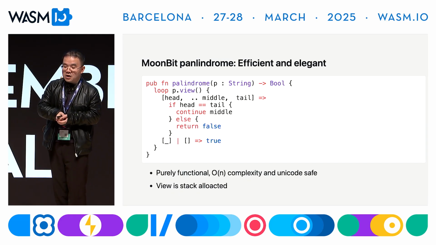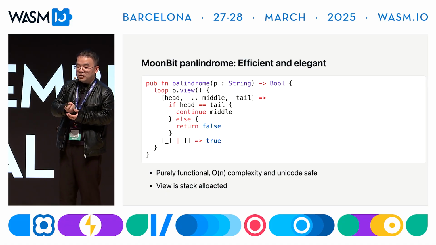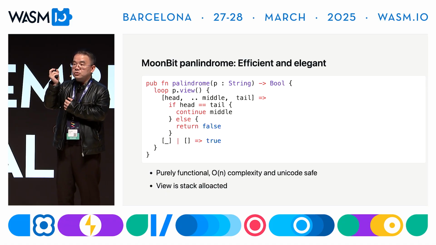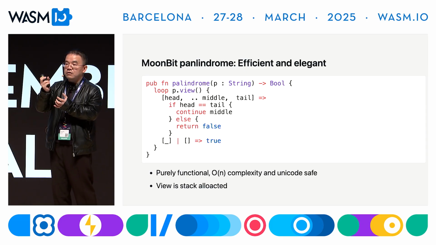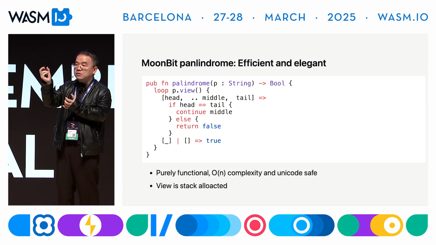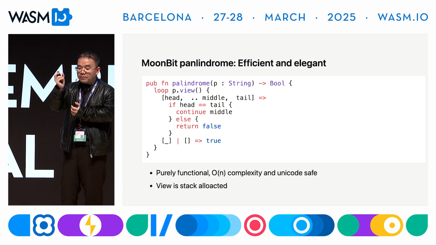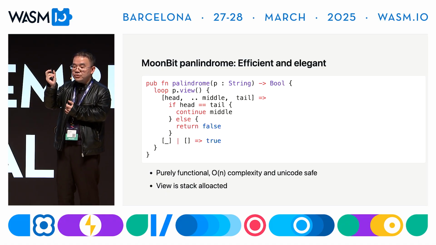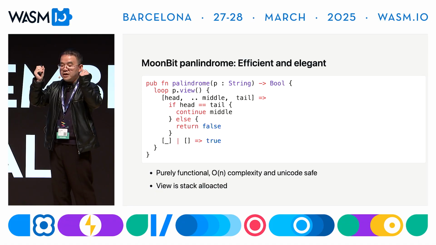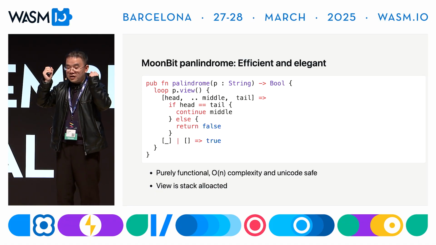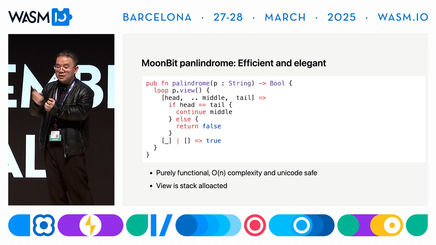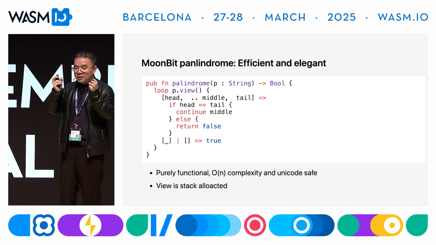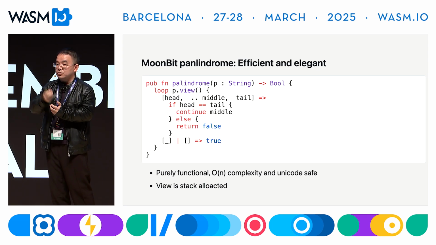Here's the same code in MoonBit. We define a function called palindrome that takes the input string. Then we take the view of the string. The view of a string is just like a slice in Golang or Rust. Then we pattern match on the view and see if the view is longer than 2 characters. We take the head and tail, and see if they're the same. Then we continue with the middle view. Otherwise, return false. If the view only has 1 character or is empty, then it's also true.